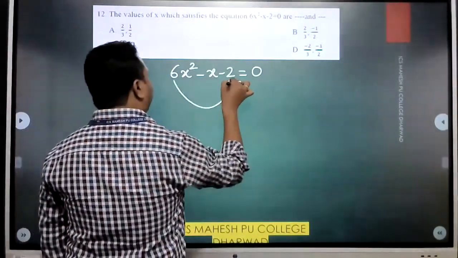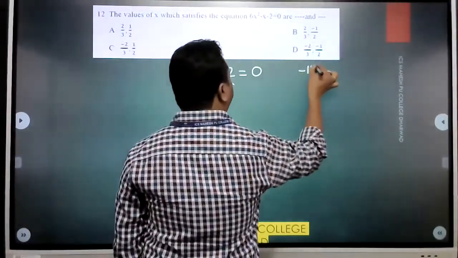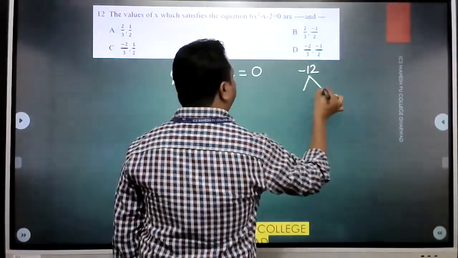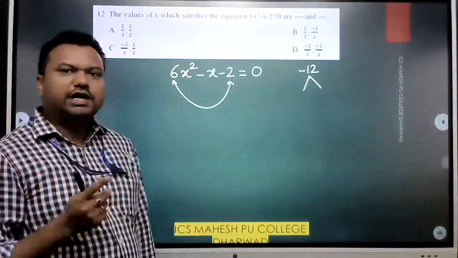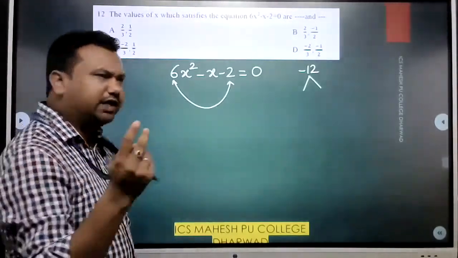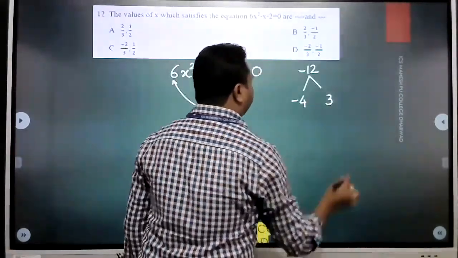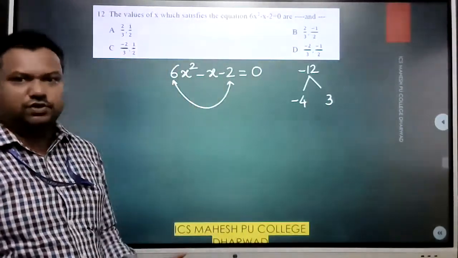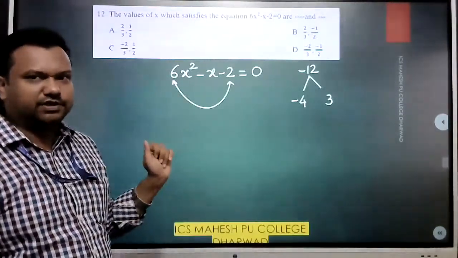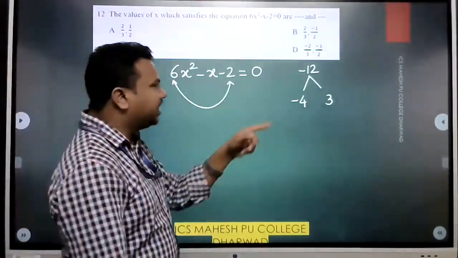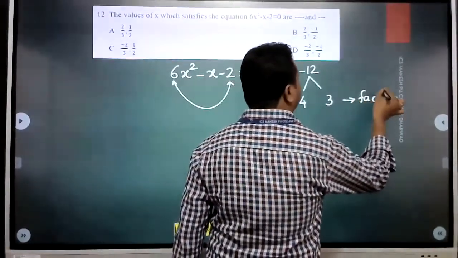Now I will multiply these two quantities, 6 and minus 2, and that becomes minus 12. Now I'll find the factors in such a way that the product is minus 12 and the sum is minus 1. Okay, I think it is possible if I take minus 4 and 3. You multiply, you will get minus 12. You add, you will get minus 1. That is the middle term, x coefficient. Hence, these are called the factors. Please remember this shortcut.